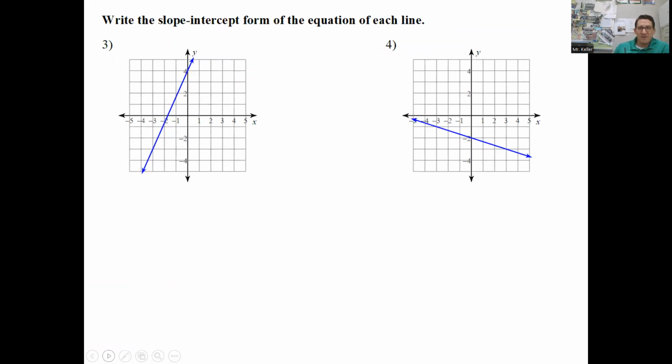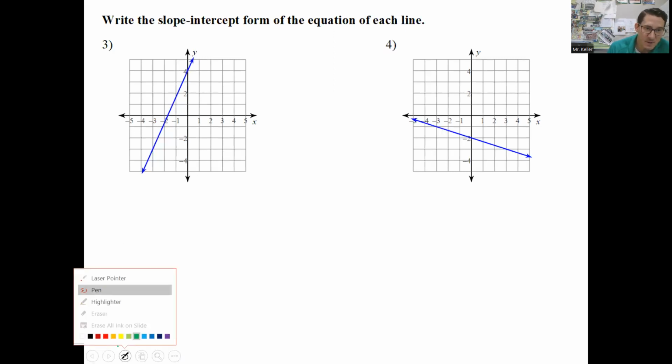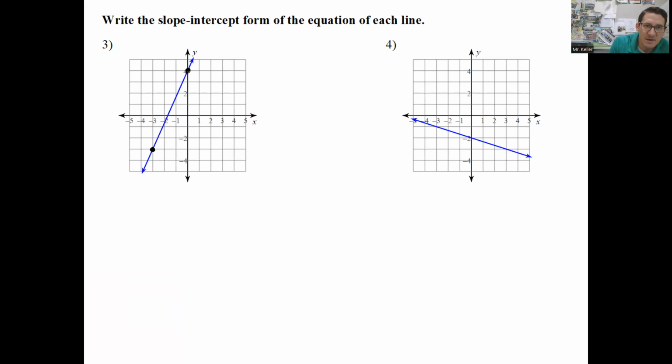Write the slope-intercept form of each equation here. So first we need to identify the slope and the y-intercept. What you want to do is find points on the line. So there's a point here, I'll make these more obvious, and then there's a point here. So now I need to count the slope. So the rise, it goes up 1, 2, 3, 4, 5, 6, 7. And then to the right, 1, 2, 3. So the slope is up 7, right 3.